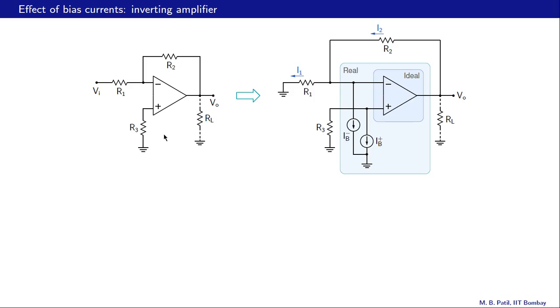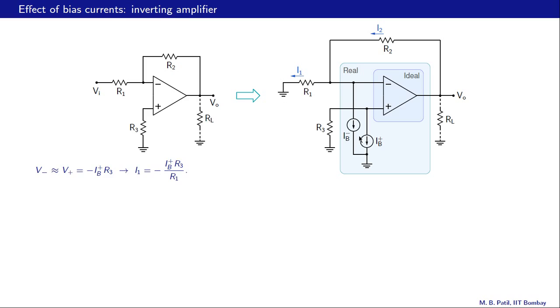So first we replace the op amp with this model, which includes the bias currents. And now let us analyze this circuit. Notice that since we are interested only in the effect of bias currents on the output voltage, we have deactivated Vi. That means we have connected this node to ground here. So we will analyze this circuit with that condition.